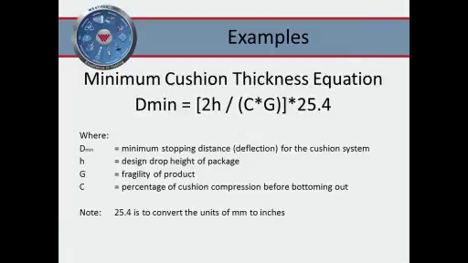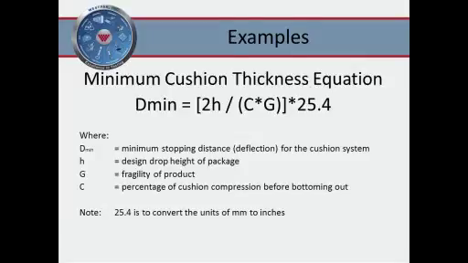This formula states d min is equal to 2h divided by c times g, and finally multiplied again by 25.4. d min is equal to the minimum stopping distance or deflection for your cushion system. So this is just telling you how much cushion you need to add on each side of your product. H is equal to the design drop height of your package, and that's usually up to your own company, but you say, okay, theoretically, I want my package to always survive a 36-inch drop height, so you just declare H as 36. G is the fragility of your product, the determined fragility that you've known, and C is the percentage of cushion compression before bottoming out, or just the working percentage of your cushion before hardening. And here's just a note that 25.4 is just to convert the units from millimeters to inches.